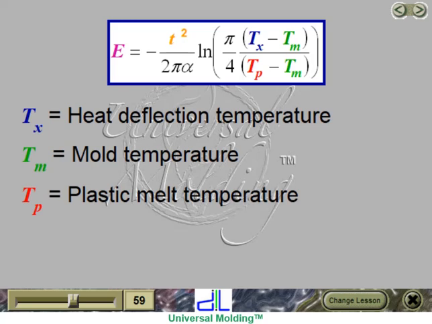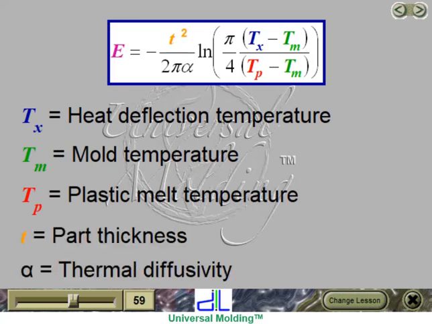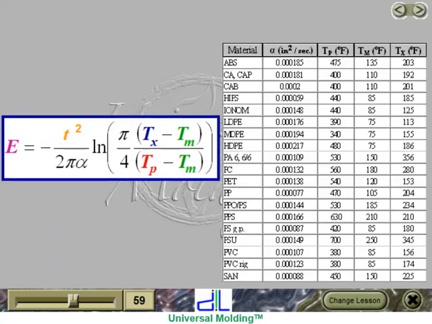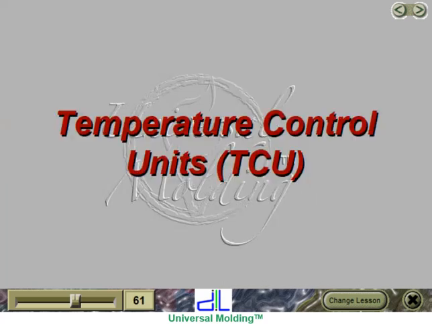Tp equals plastic melt temperature. T equals part thickness. Alpha equals thermal diffusivity. Note: use the table to find the values of the constants for the material that most resembles yours. Temperature control units.